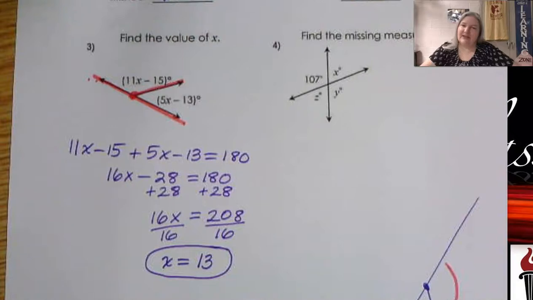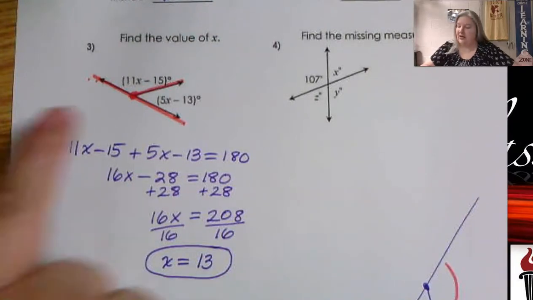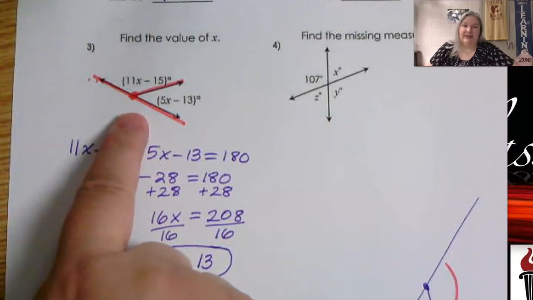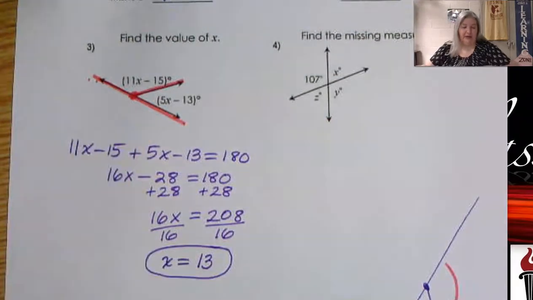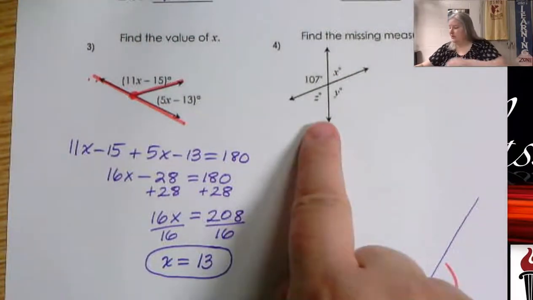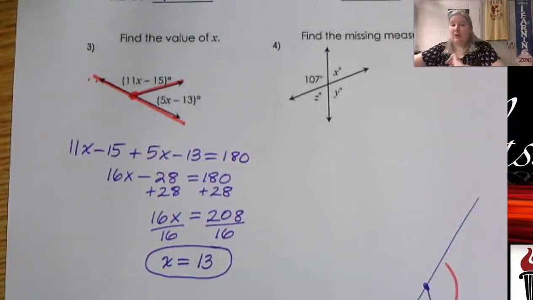Okay, so this last one gives us a chance to look at what if it's not just a linear pair. Like here, that's all we have, so it's pretty easy to spot the linear pair, but that's not always the case. Sometimes we have an intersection of two lines, which is what we have here, and we have to figure out what linear pair we're going to use, if we're even using a linear pair.